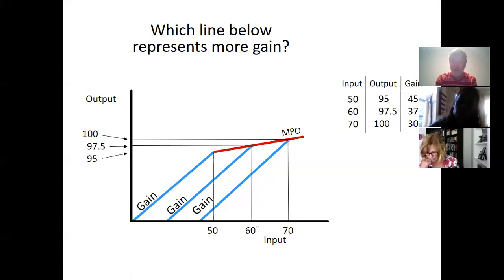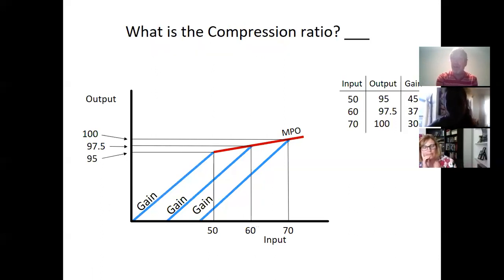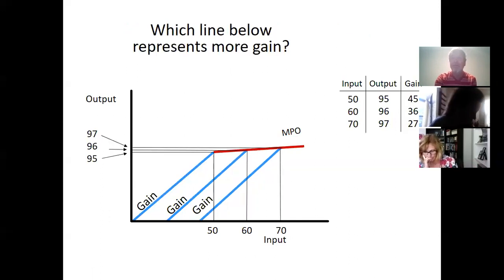Yeah, but as my input went up by 10, my output only went up by 2.5. So 4 times 2.5 is 10. If my input went up by 10, my output went up by 2.5. That's 10 over 2.5, which is 4 over 1. Done. You got it.